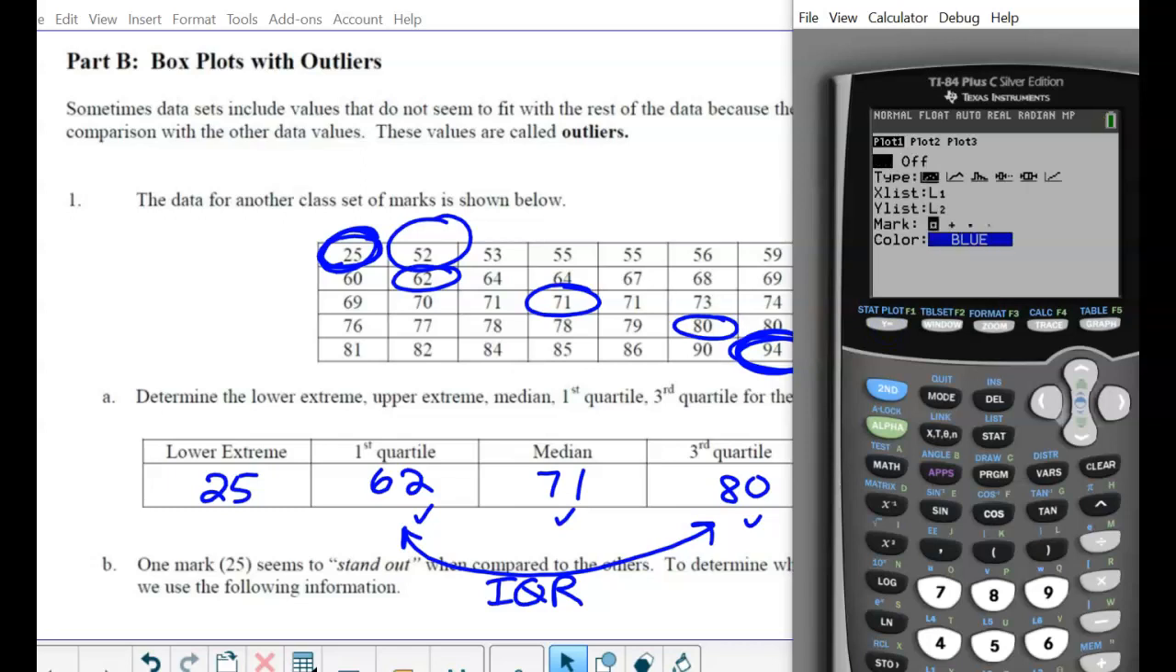There's another way to turn it on as well, but this goes through all the properties. Yours might be set up a little bit differently. This one has all the types of graphs in one line. Some calculators have them on 2 lines. Doesn't really matter. So we want to turn that on, and we want to look for something that looks like a box and whisker.